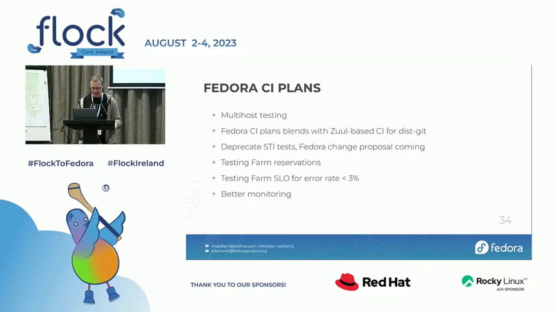Fedora CI plans, this again is Miro's slide, so I don't know what all of these are, but multi-host testing is that thing where you have different tests talking to each other. More back-end improvements, finally get rid of STI, and Testing Farm reservations is again reserving specific hardware, and just improving their error rate and stuff.